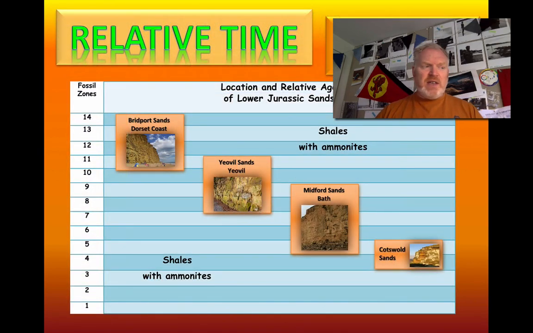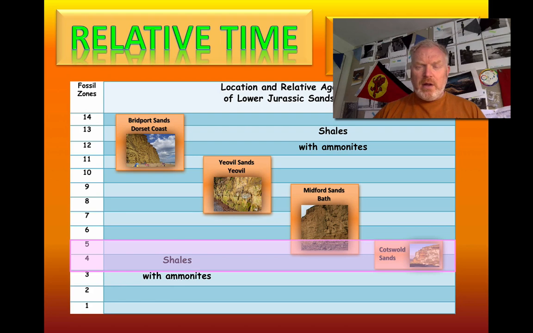So this is the piece of data we're looking at. If we look first of all at the zones where we'll find the Cotswold Sands, zones 4 and 5 are the fossils that we find within the Cotswold Sands. Remember, of course, by the law of superposition, the oldest ones are going to be at the bottom, the youngest ones are going to be at the top.